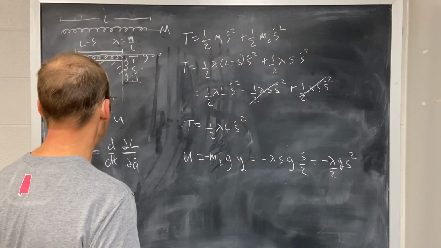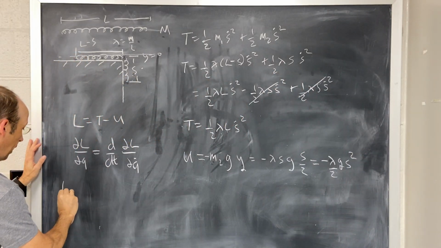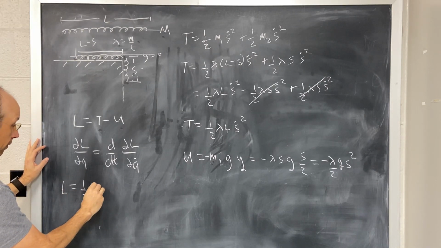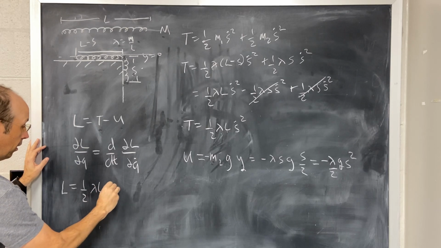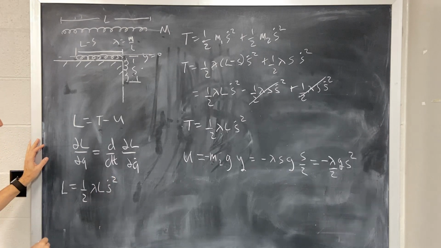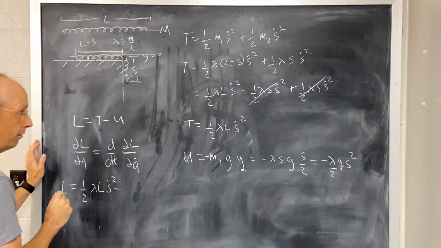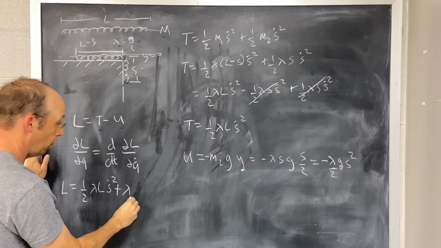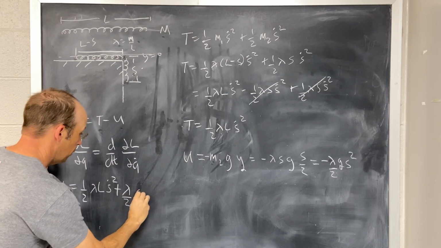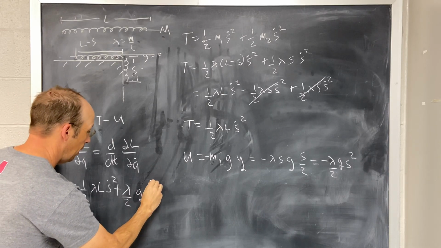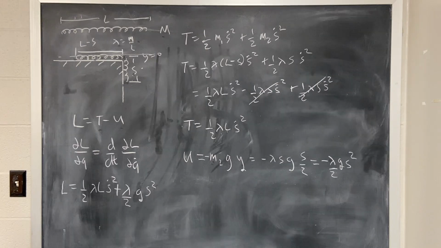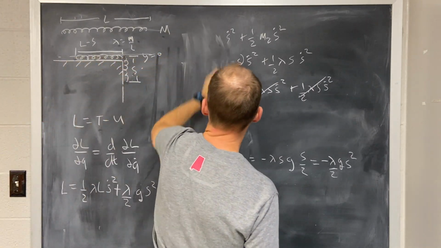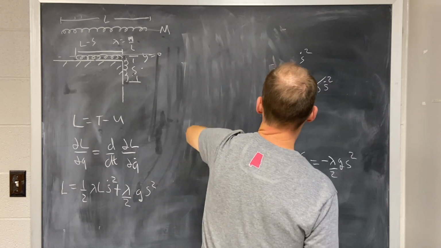And I can put that all in for my Lagrangian. L equals T, which is 1/2 lambda L s dot squared, minus a negative, so it's going to be plus lambda over 2 g s squared. Okay, so I got my Lagrangian. Now I can use the Euler-Lagrange equation to find my equation of motion.